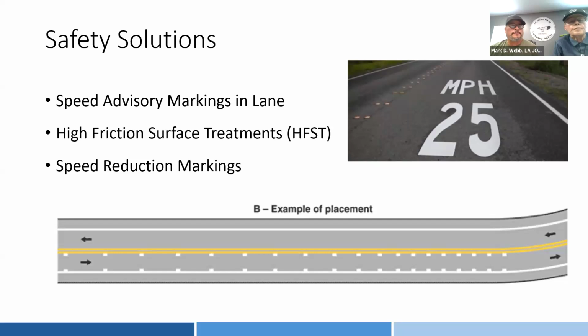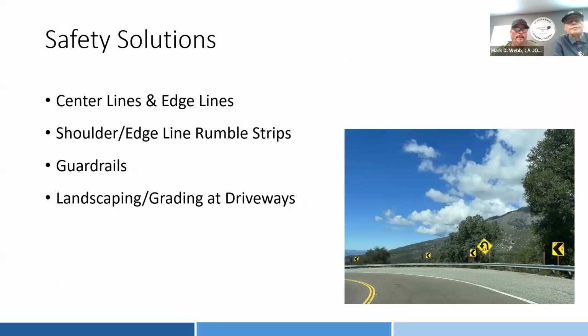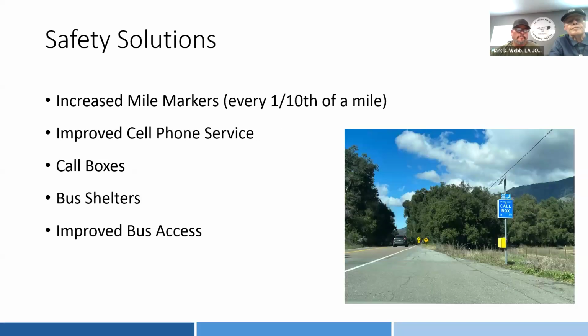Safety solutions: speed advisory markings in the lane, which we don't have, high friction surface treatment, speed reduction markings, center line and edge line, shoulder edge, rumble strips, guardrails, landscaping, grading at driveways. Increased mile markers every tenth of a mile, and more cell phone towers for cell phone service. There's a lot of dead spots here. So if there's an accident, we've got very few call boxes around here. Also bus shelters and improved bus access.